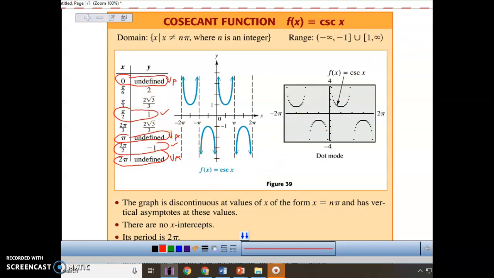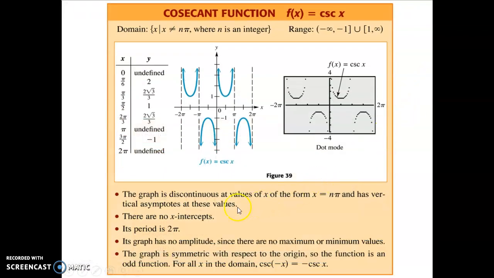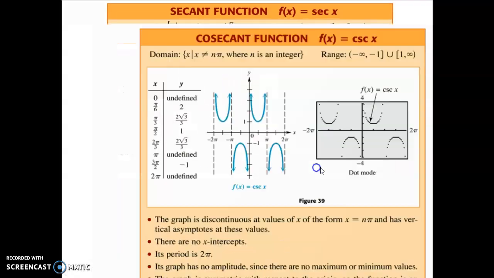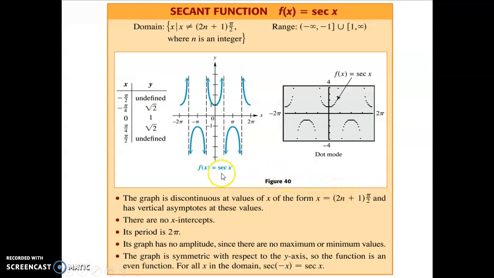You don't have to. All right, so there's a couple of things that you have to fill in. First of all, there's no x-intercepts. And then down at the bottom, it says for all x in the domain, if you have a negative angle, it's the same thing as having the negative cosecant of the positive angle.